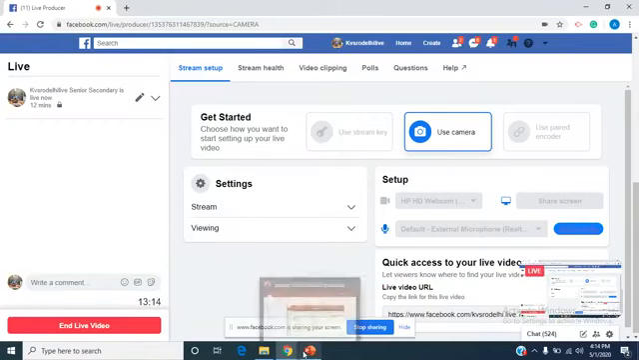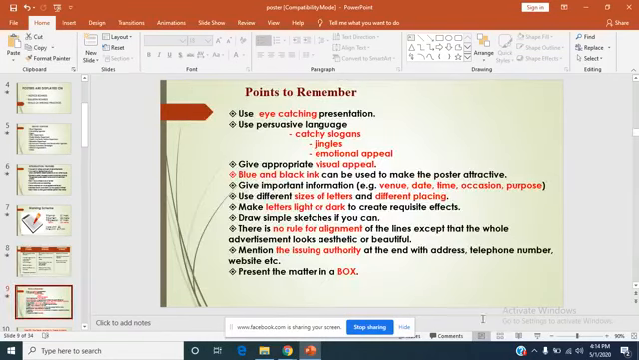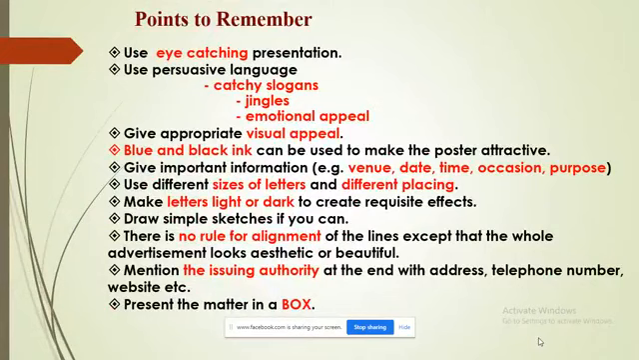Now let's move ahead. Now let us see the important points to remember while designing or writing a poster. Number one, you have to make an eye-catching presentation. For that, your language should be persuasive. How can you make your language persuasive? By using catchy slogans, jingles, and also emotional appeal. And a visual appeal should be there. Visual appeal doesn't always mean a drawing. Are you getting? Visual appeal also means proportionally arranging your ideas in a poster, how you are presenting a poster.